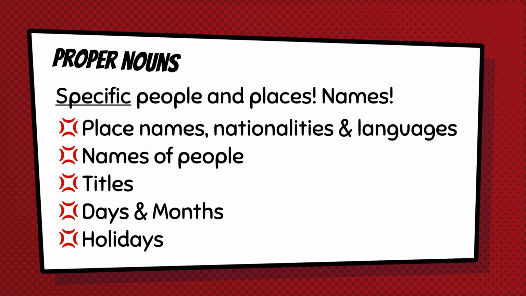You could have place names, nationalities and languages, names of people, titles such as Sir or Queen or Lord or Lady or Doctor or Professor, any of those things. We've got days and months, specific ones, Friday, June, for example, and we've got the names of holidays. So all of these are examples of names or something very specific, such as a nationality or a language.